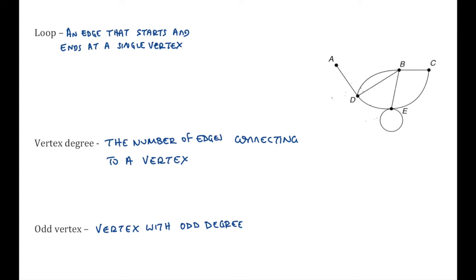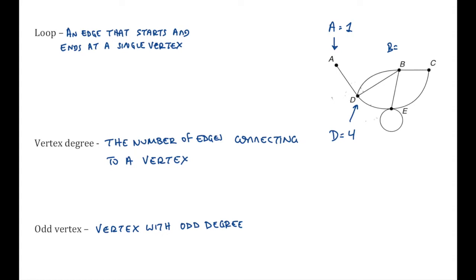Additional definitions, we have the degree of a vertex. The degree is the number of edges connecting to a vertex. So vertex A has one edge coming out of it. It has first degree, or degree 1. Whereas if we look at the degree of vertex D, we have one edge going to A, one edge going to B, a different edge going to B, and an edge going to E. So there's 1, 2, 3, 4 edges. D has degree 4.